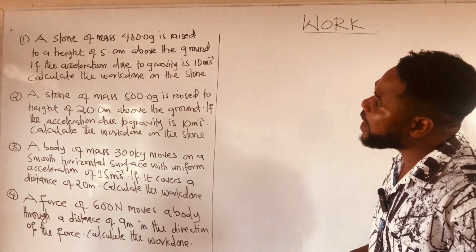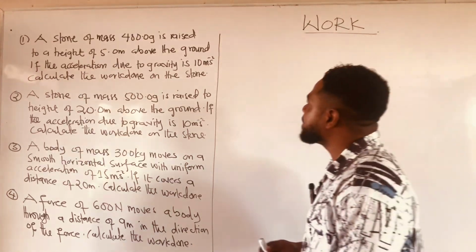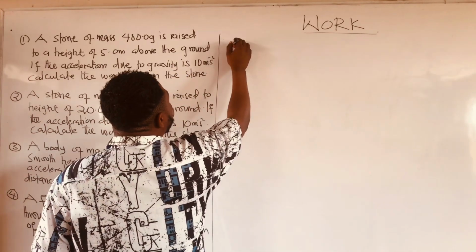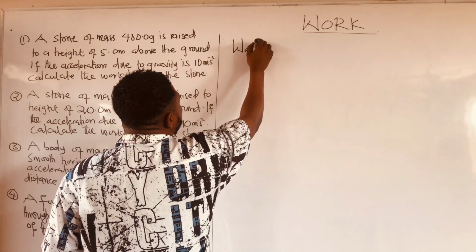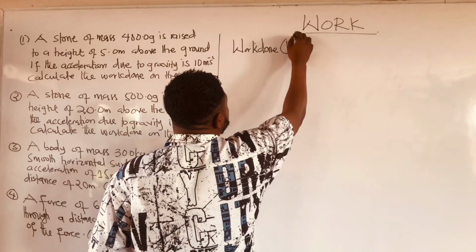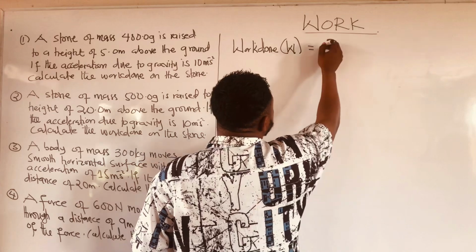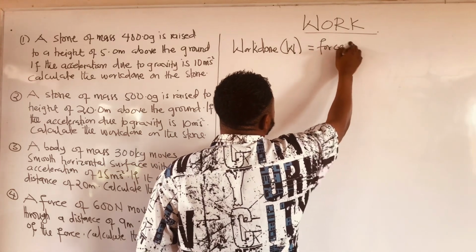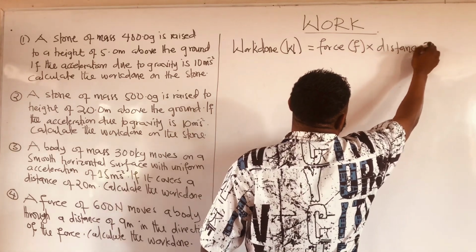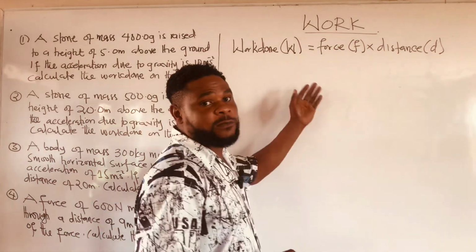Today we want to look at how we can solve these questions on the board under the topic work in physics. First of all, let us look at some mathematical formulas that we can use. From the definition of work, where we said work is said to be done when a force moves a body through a distance in the direction of the force, mathematically, we can say work done is equal to force times distance. So this is the mathematical formula that we can deduce from the definition of work done.